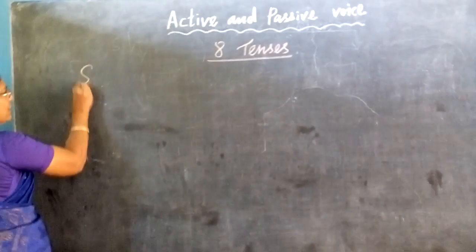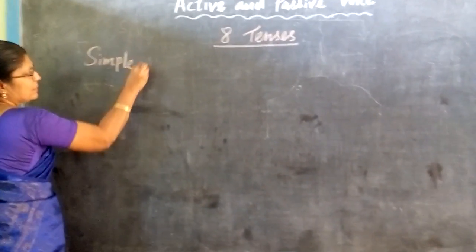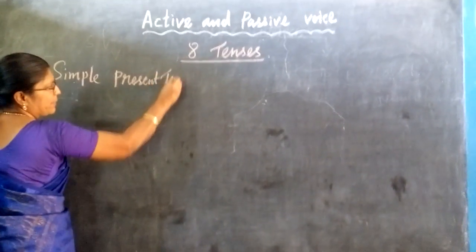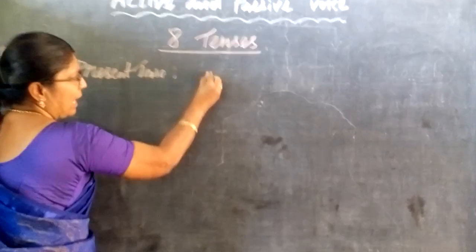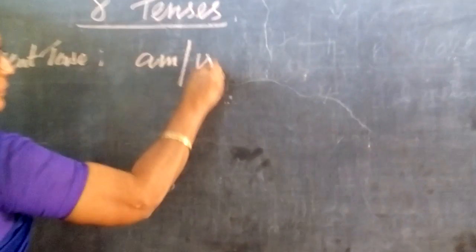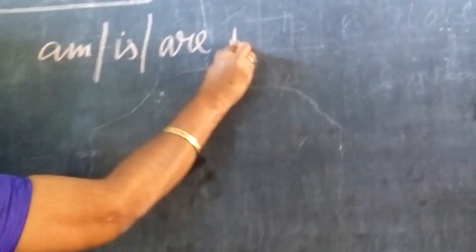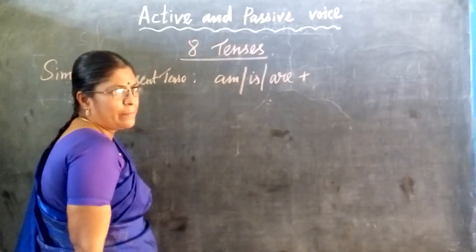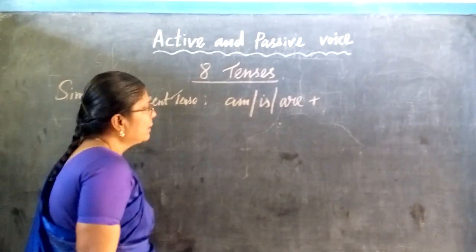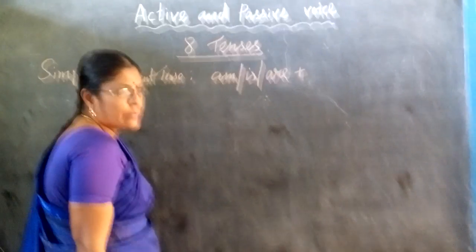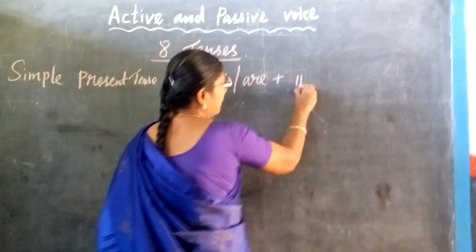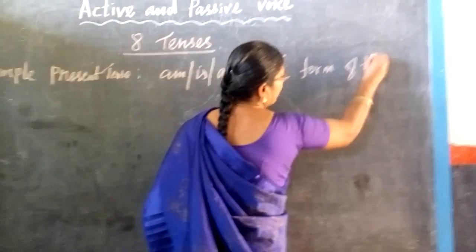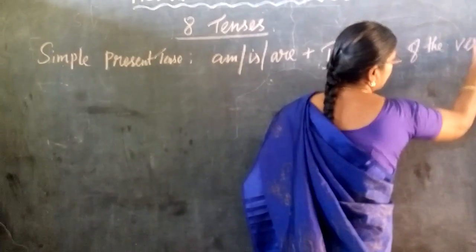What is the first one? Simple present tense. The structure for the simple present tense is am, is, are plus third form of the verb, or else you can call it the past participle. You can write either third form of the verb or past participle.